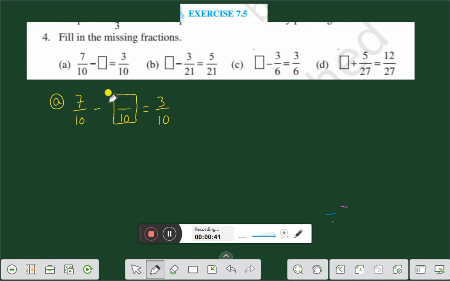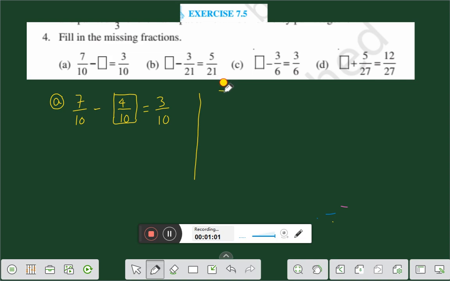And what should be subtracted from 7 so that we get 3? That is 7 minus 4. Right? So 7 by 10 minus 4 by 10 is equal to 3 by 10. Why? Because the denominator is the same, that is 10, and 7 minus 4 is 3. In the second method, you can also find it out.